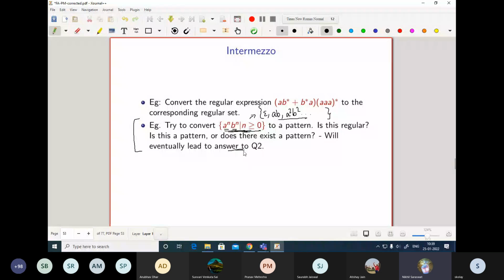And this will eventually lead to the answer of question 2, which was saying that if I give you a language, can I get a pattern for it? Or can I get a regular expression for it? You try on your own and you see why this is difficult. Where is it that the DFAs that you're trying to construct are failing?